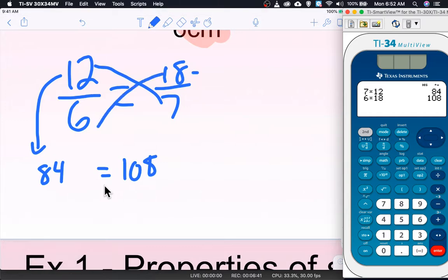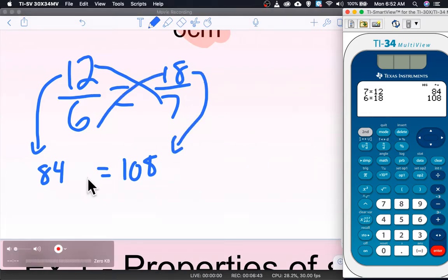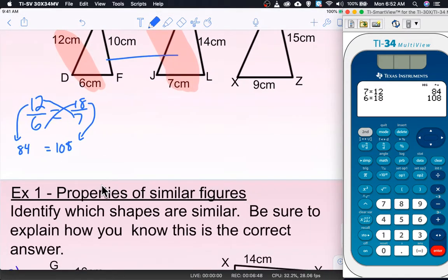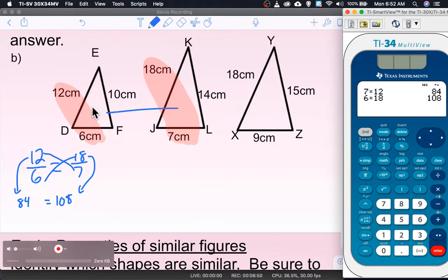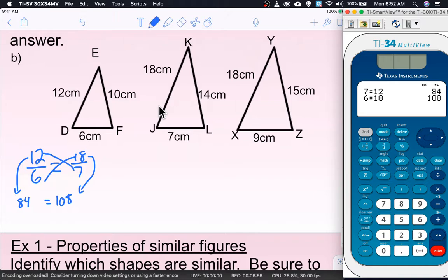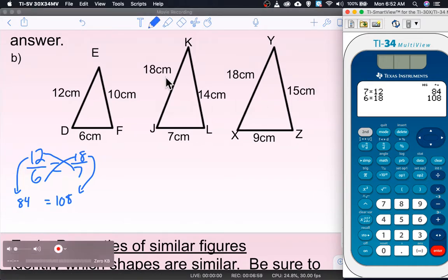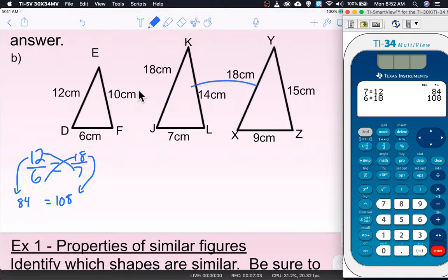This cross multiply didn't work out. We didn't get the same thing on both sides. So I now know that those two, DEF and JKL, are not in proportion. So now you just have to do the proportion again. So we know it's not these two. Your other options are, it could be these two here or those two. So now you just set up another proportion and you try.